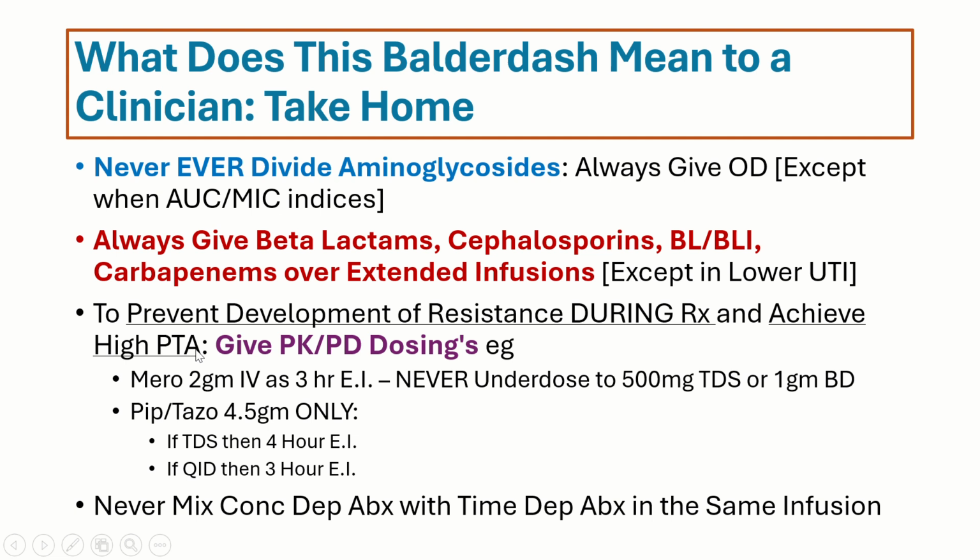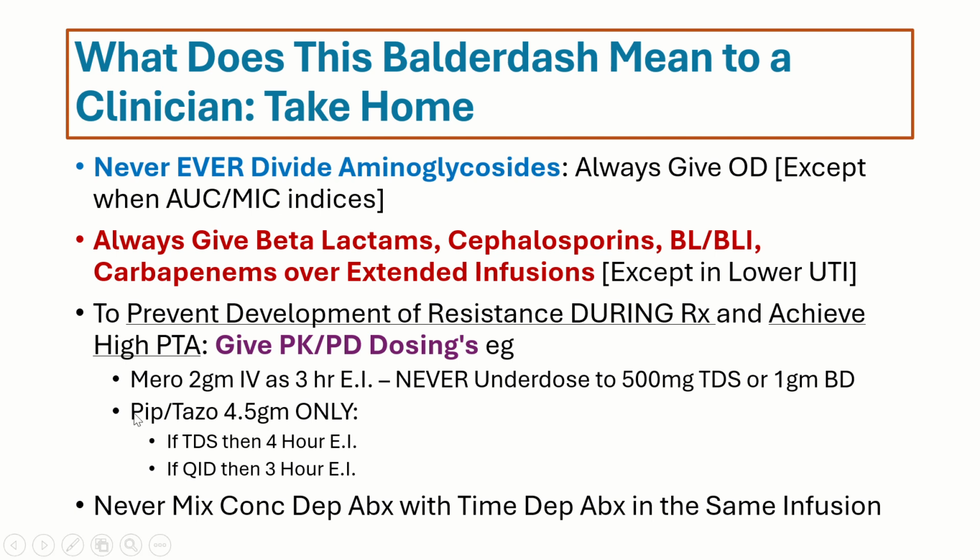So, if you want your patient to have a good amount of antimicrobial kill in vivo, in that case, the same dose of 1 gram of meropenem TDS should be given as an extended infusion of 3 hours and not as a 30-minute bolus dose. So that's why, to be on the safer side, always give meropenem 2 gram IV as a 3-hour extended infusion, because this dose will definitely have at least 100%, 200%, 300% probability of target attainment as compared to a 500 milligram TDS or a 1 gram BD dosing.